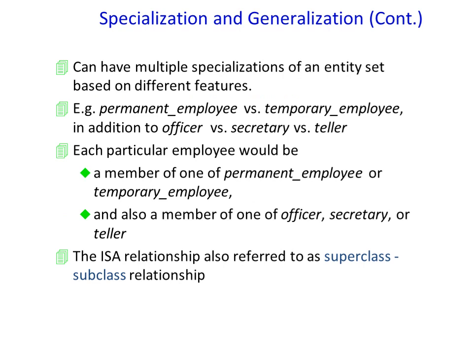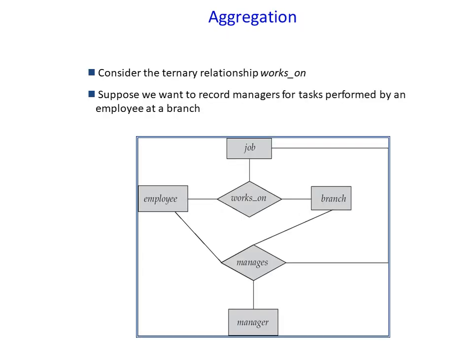You can have multiple specializations of an entity set based on different features. For example, permanent employee versus temporary employee, in addition to officer versus secretary versus teller. Each particular employee would be a member of either the permanent employee entity or the temporary employee entity, and also a member of one of officer, secretary, or teller. The ISA relationship is also referred to as a superclass-subclass relationship.